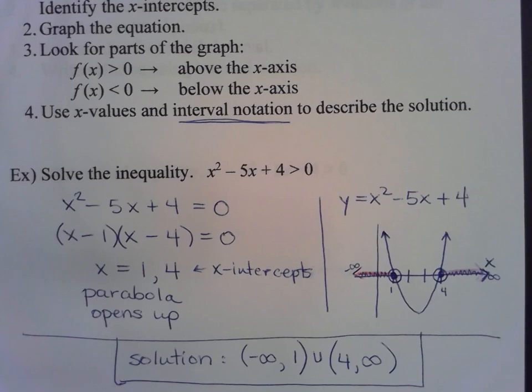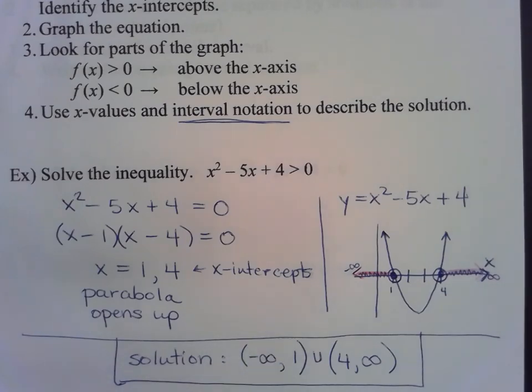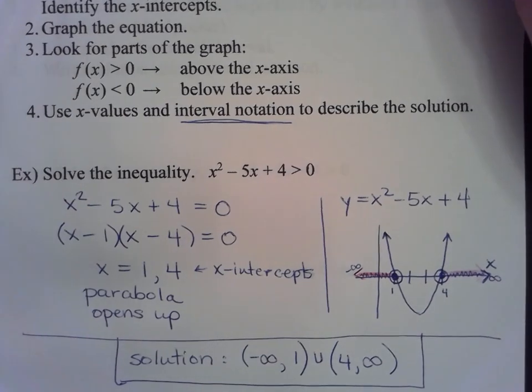Okay, so this is a good demonstration of the graphing method. We make a sketch of the graph, we pay specific attention to the x-intercepts, and then we either look above the x-axis or below the x-axis, depending on our inequality. Let's take a look at the other method.